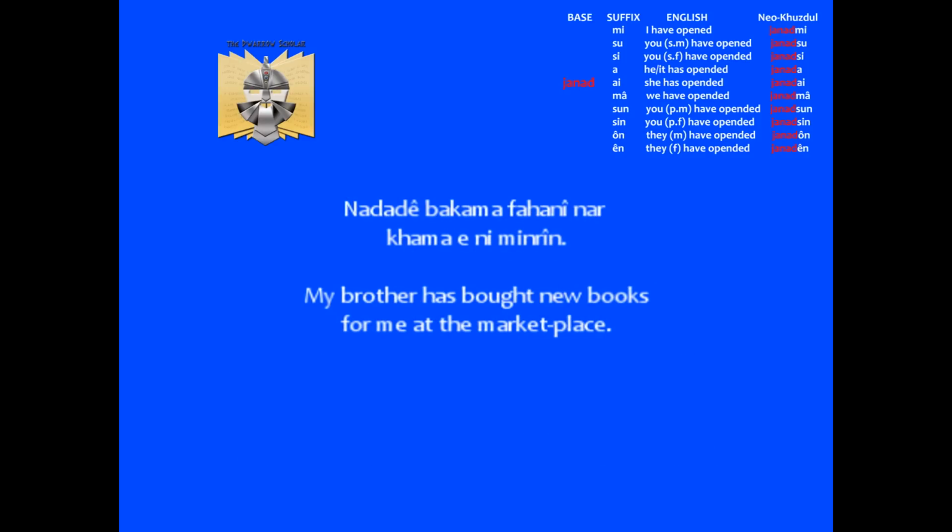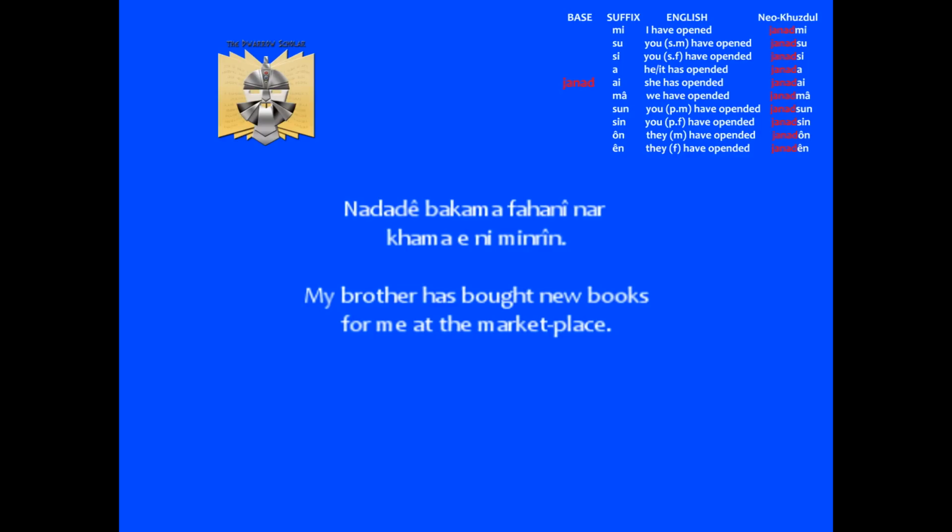Nadade bakama fahani narkama eni minrin. My brother has bought new books for me at the marketplace. Again, we see the a suffix added to the word nadat. Nadat being brother, nadade indicates my brother. Bakama is another fine example of the perfect tense. We see the base form, which is bakam, and we add a to indicate that it's he or it that is performing the action. You'll also notice that there's an e mentioned separately in this line.